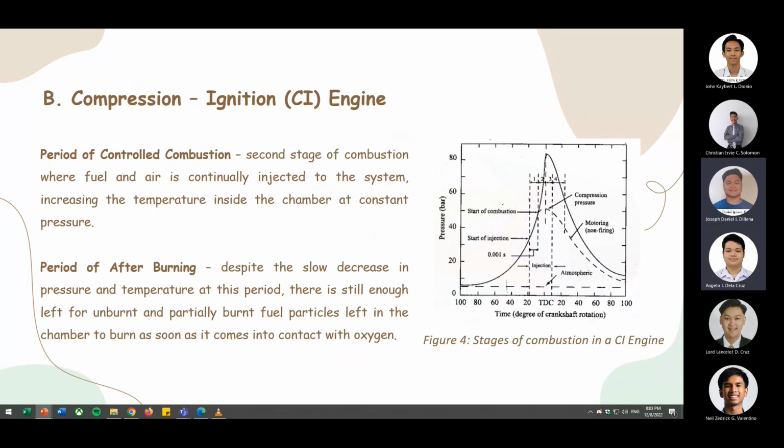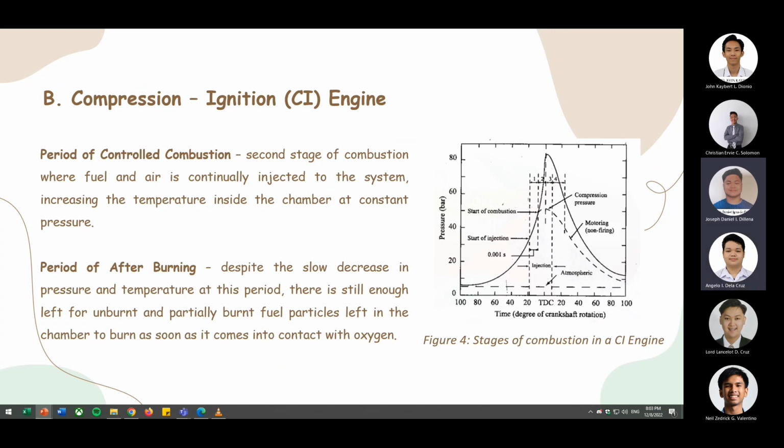Next po, period of controlled combustion. At constant temperature, the fuel and air is continually injected to the system, thus increasing the temperature inside the chamber. This is the second stage of combustion, and any unburned mixture during the first stage is burnt in this stage. This period ends when the maximum cycle temperature is reached.